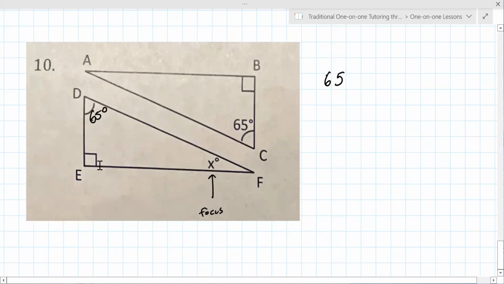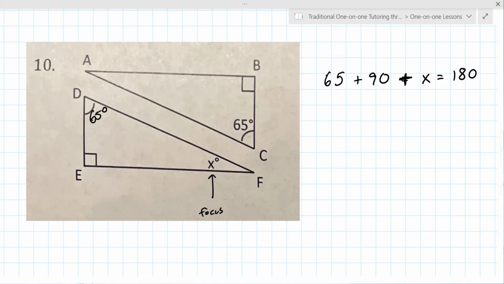What is the angle measure of this square down here? What kind of an angle is that? It's a right angle. So 65 plus 90 plus X equals 180. Yes.